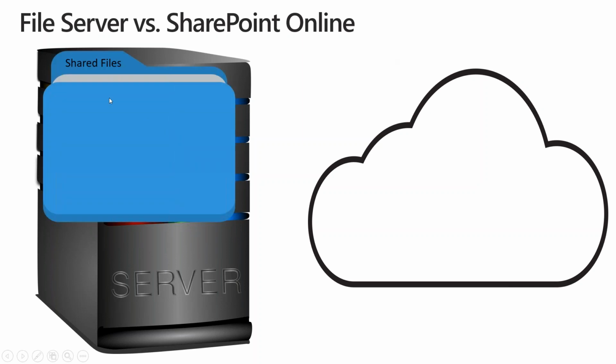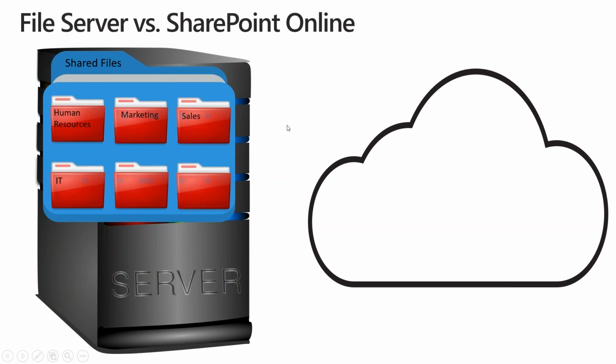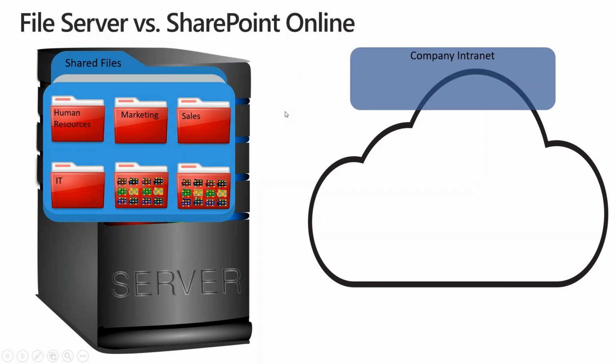Traditionally in that file server, we've got probably one large folder called shared files that everybody either has mapped to their local computer, and they go there through their file explorer and access this large container of files. Inside of that, there are probably nested folders for human resources, marketing, sales, etc. And they probably have folders nested inside of them, which also have folders nested inside of them, and so on and so forth.